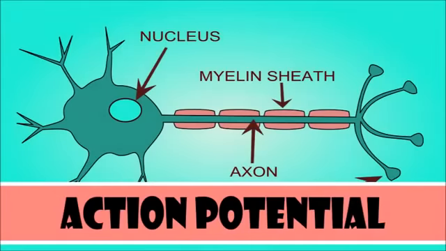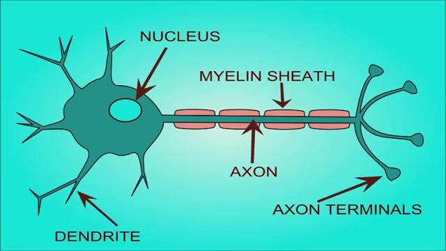An action potential is the neuron's way of transporting an electrical signal from one neuron to the next. This is a picture of a neuron where you have the dendrites in one end and the axon terminal in the other end. In the middle of the neuron you will find the axon. This is where the electrical signal travels from the dendrite to the axon terminal.